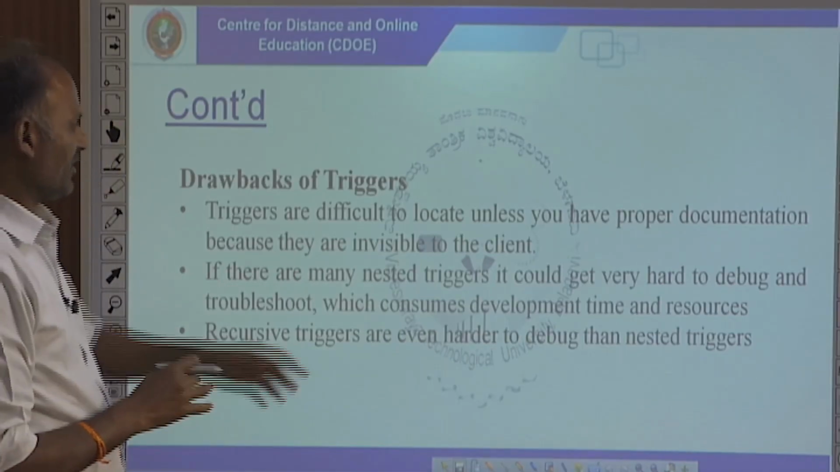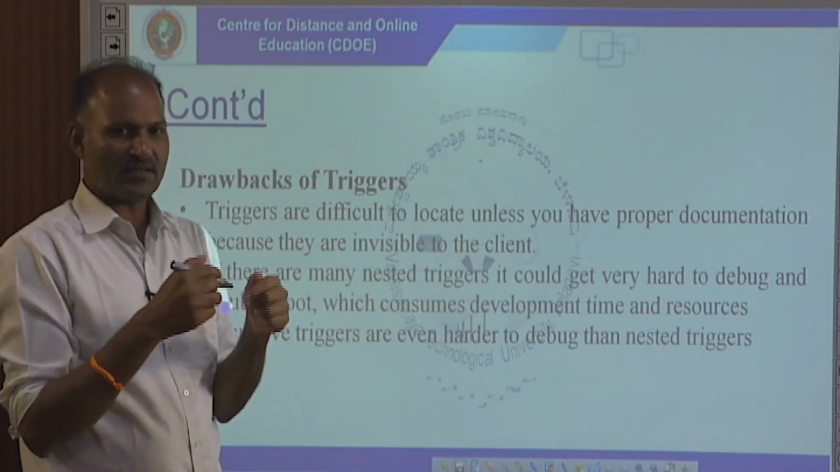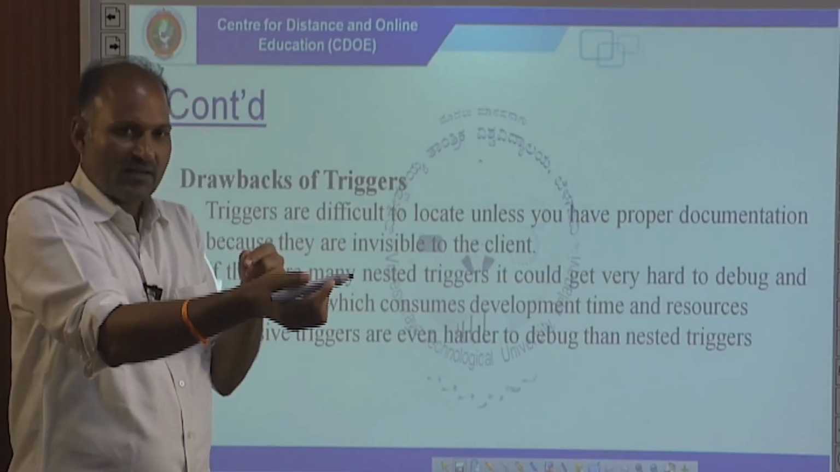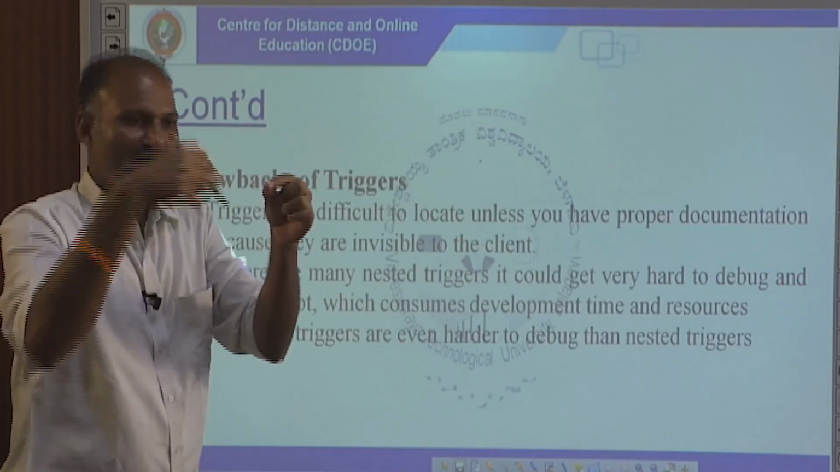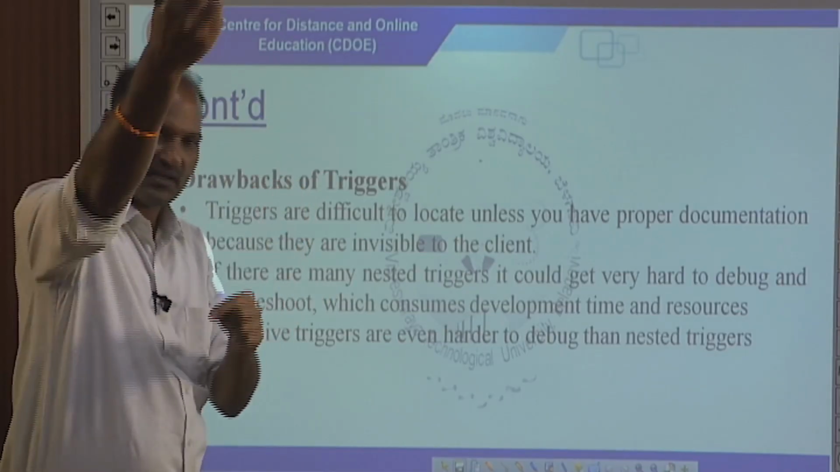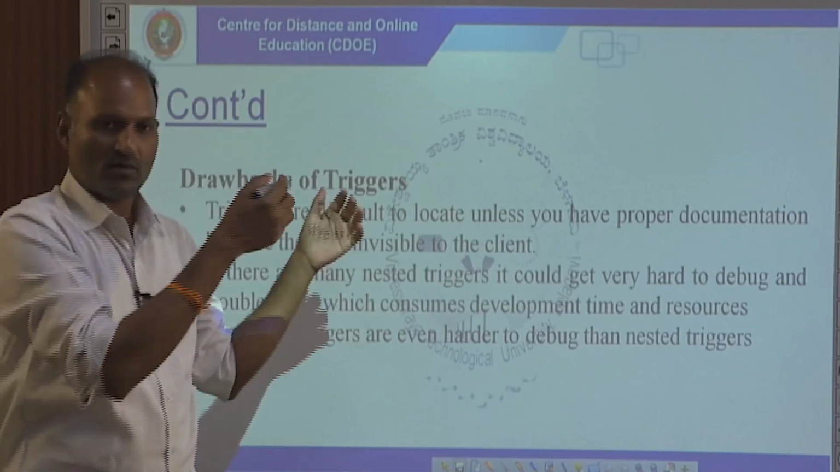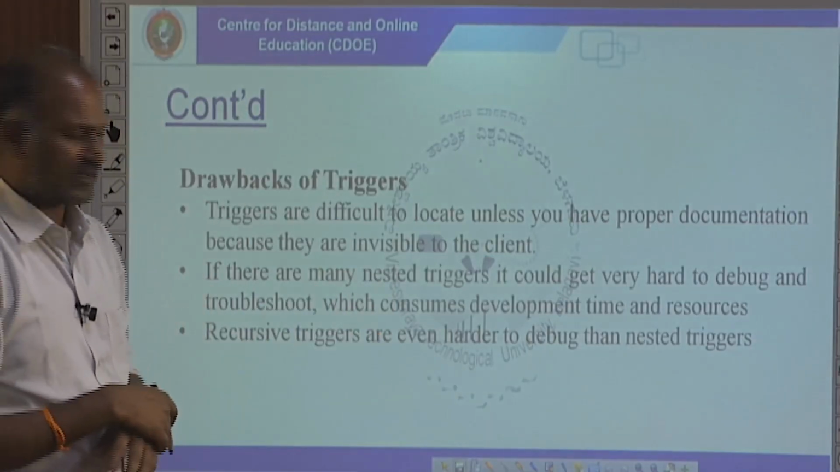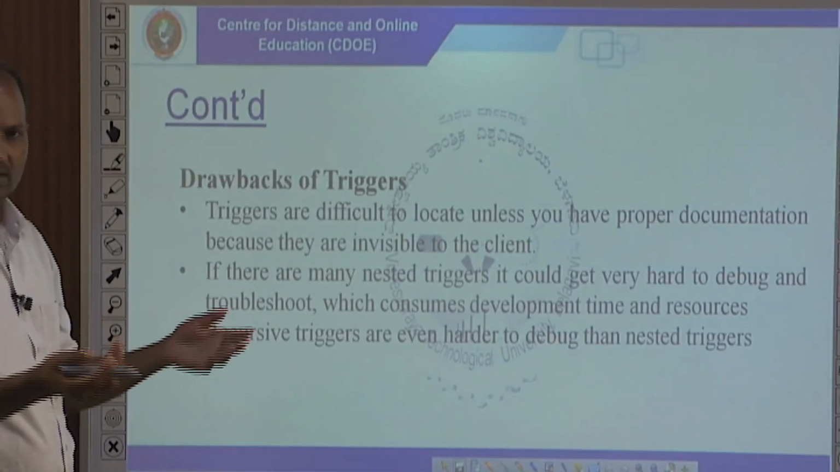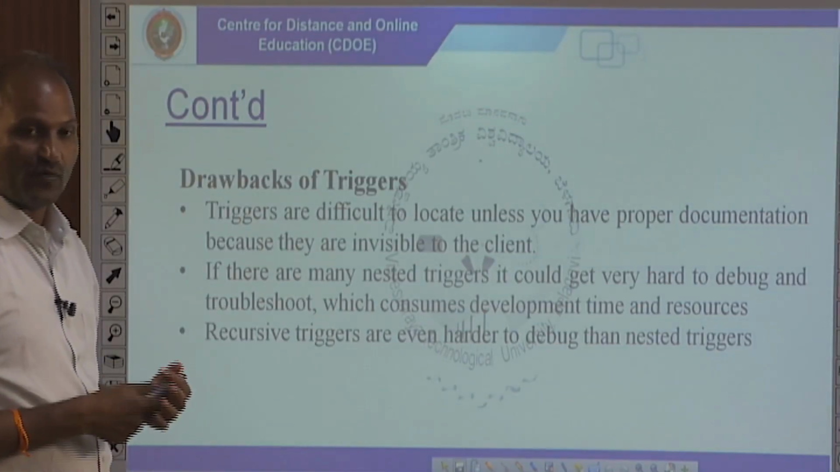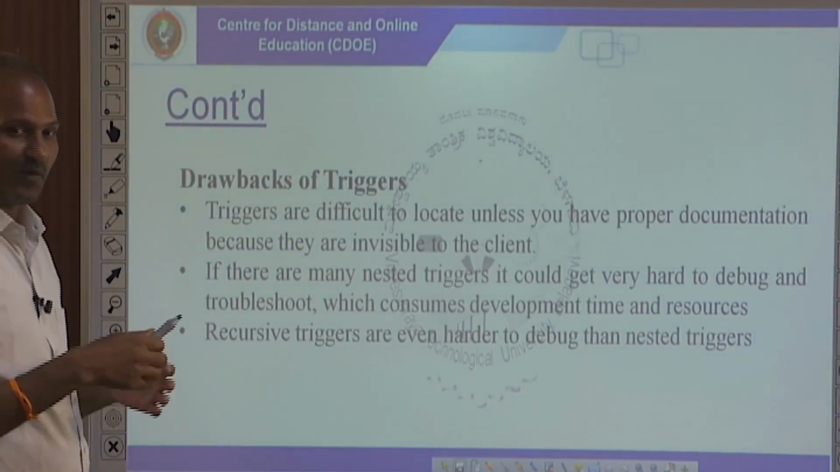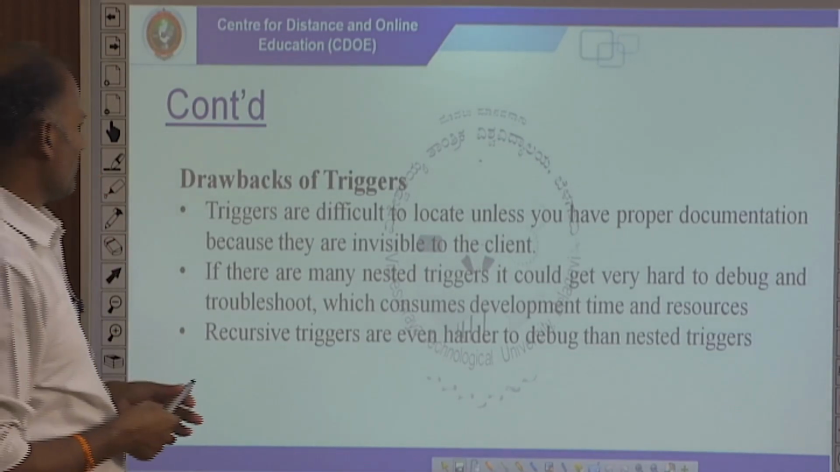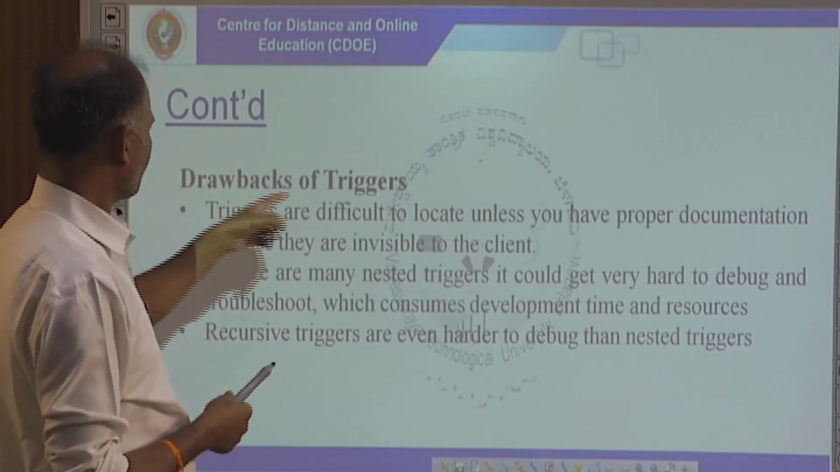If there are many nested triggers, meaning one trigger can have another trigger which performs certain operations, that trigger may in turn have one more trigger, and so it may go into recursion. Then it is very difficult to find out which trigger is performing what operation on which. That's why we must be very careful while using triggers.